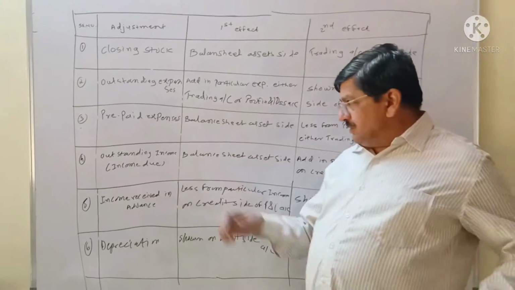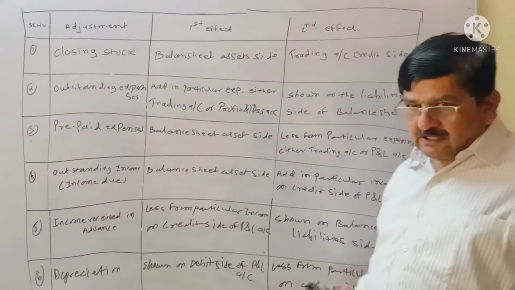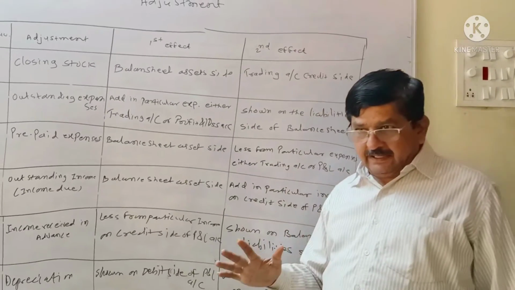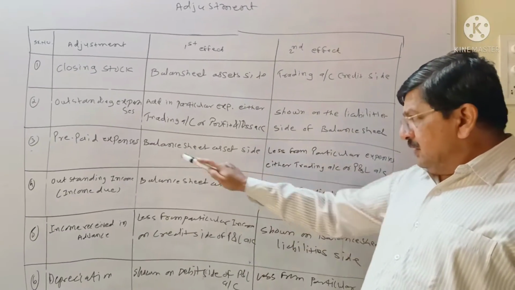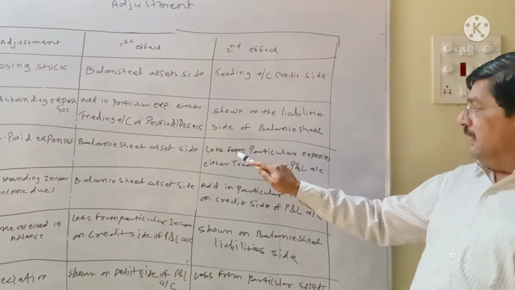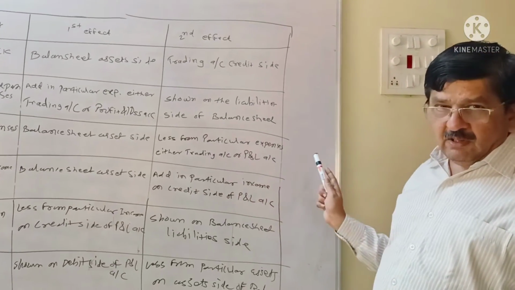Third adjustment, prepaid expenses, means expenses paid in advance. It is also known as unexpired expenses, shown on the balance sheet asset side. And the second effect: deduct it from the particular expense, either in the trading or profit and loss account.